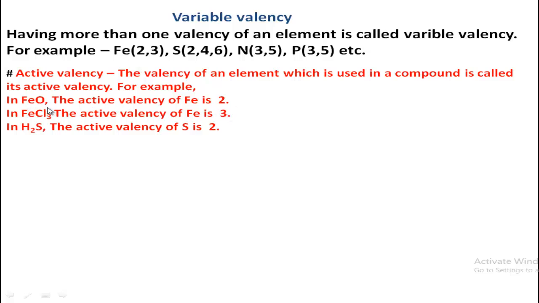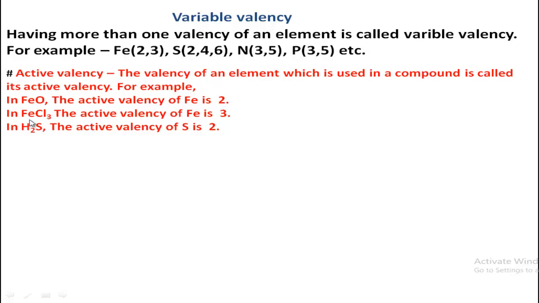For example, in ferrous oxide, here the valency of iron used is 2. Follow here, one atom of iron combined with one atom of oxygen, and you know that the valence of oxygen is 2, so the valence of iron is also 2. And you know that iron actually has variable valencies, that is 2, 3, and here between 2 and 3, valency 2 is used in this compound, so here the active valence of iron is 2.